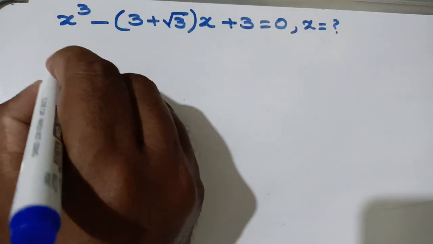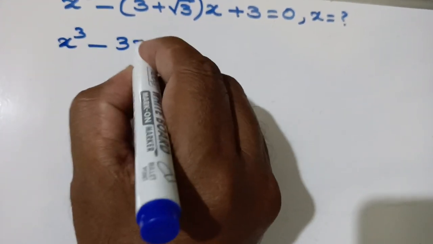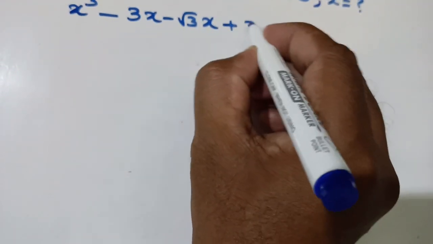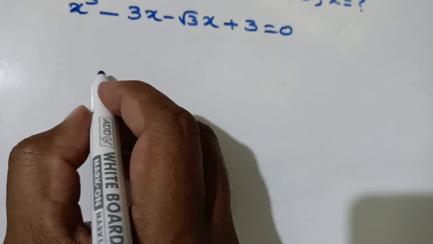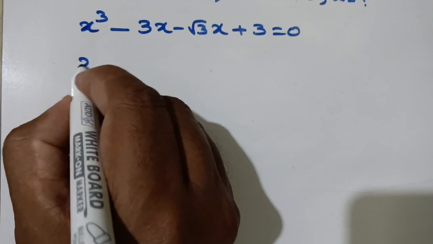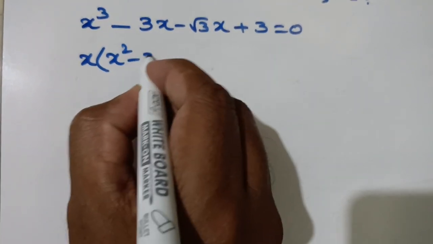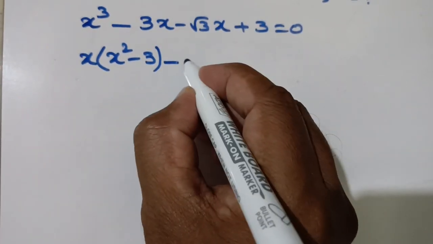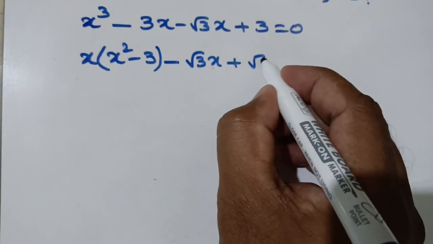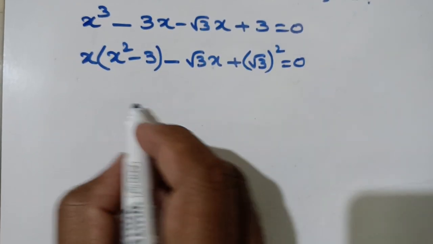So this is x cubed minus, using the distributive property I can write, minus 3x minus root 3x plus 3 is equal to 0. So in these two terms, I have x as a common factor. So that's why I can write x times (x square minus 3) minus root 3x plus this 3 I can write root 3 square is equal to 0.